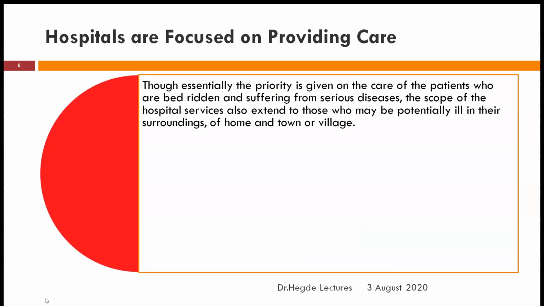Though essentially the priority is given to the care of patients who are bedridden and suffering from serious disease, the scope of hospital services also extends to those who may be potentially ill in their surroundings of home and town or a village. So the care is given to one and all, whether bedridden or not. Those cases are taken into first priority, depending upon the type of the case. It is based on priority levels.